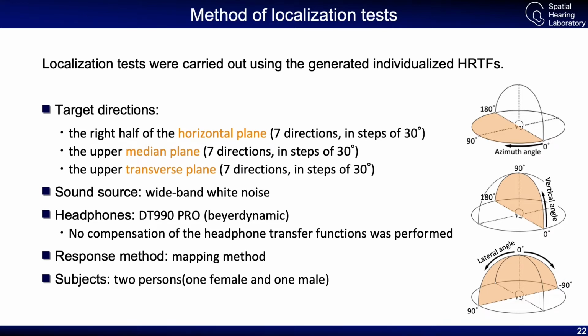The stimuli, which were obtained by convolution of the white noise and the individualized HRTFs, were presented to the subject through headphones. No compensation of the headphone transfer function was performed. The mapping method was adapted with a response method. 2 subjects participated in the sound localization test.